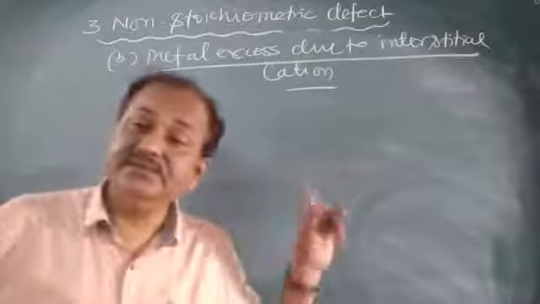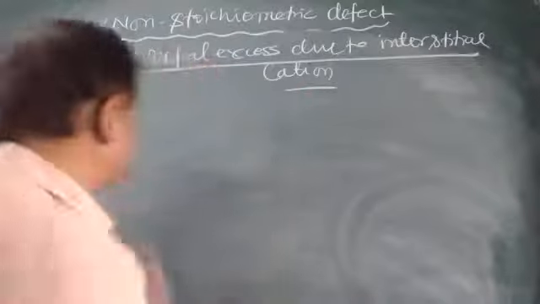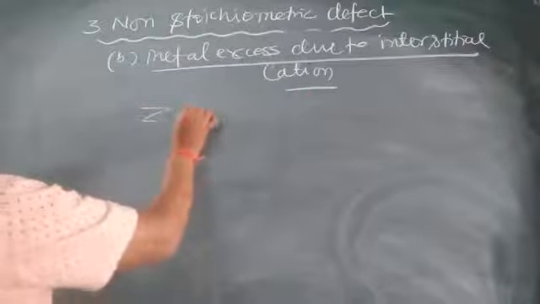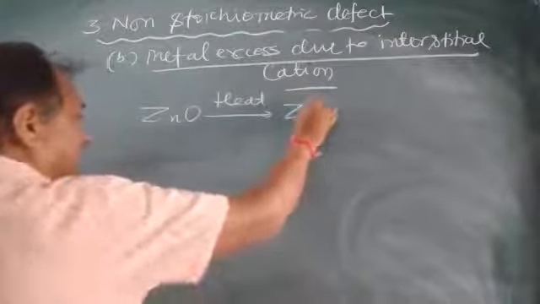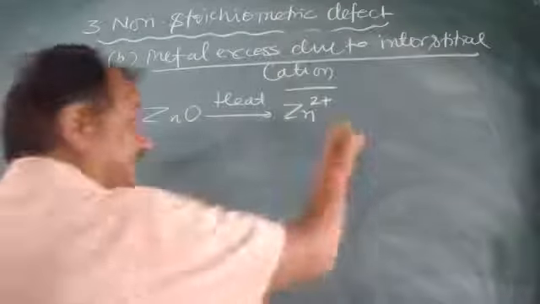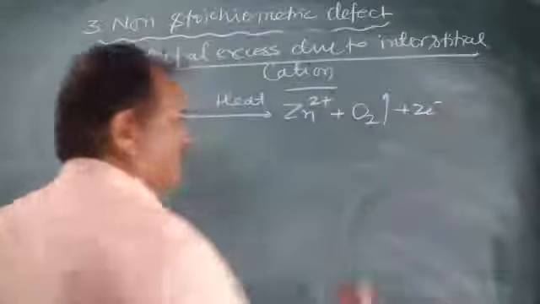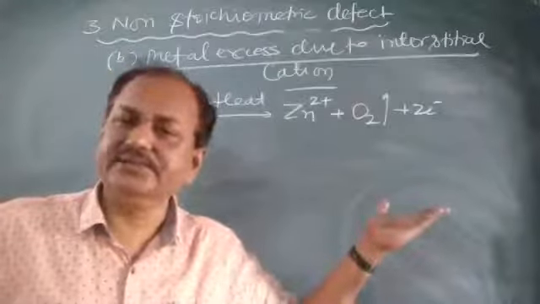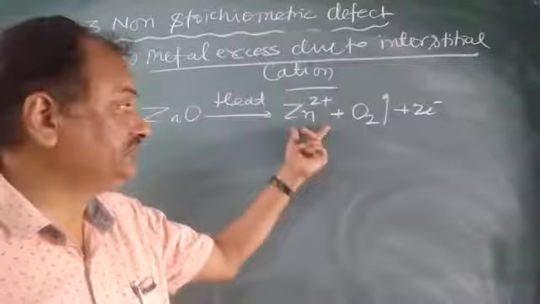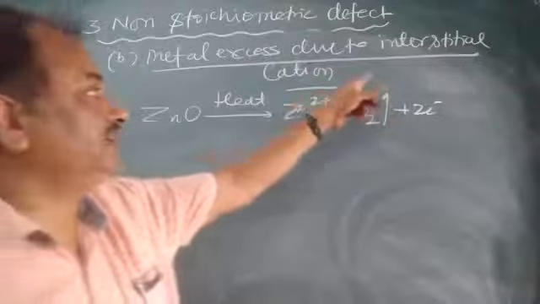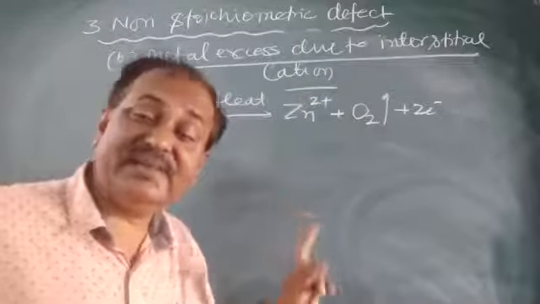This is a very important part, that is metal excess due to interstitial cation. This is when, children, we take zinc oxide, and zinc oxide on heating has the zinc ion. Here there is the formation of oxygen gas, and of course electrons are released as per the reaction. So the oxide is broken to zinc ion and oxygen, and it is due to interstitial cation. So what happens? It is metal excess. Think logically, it is metal excess.